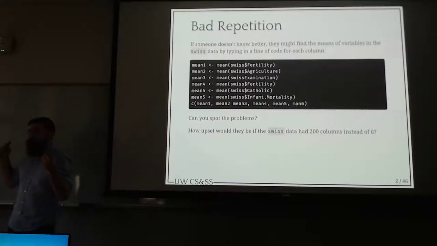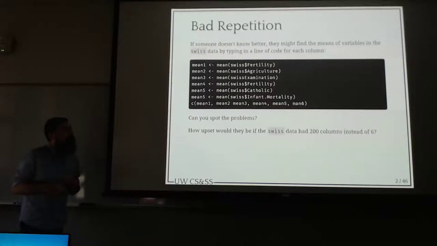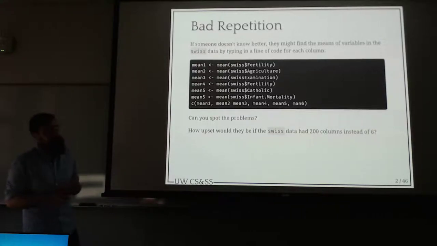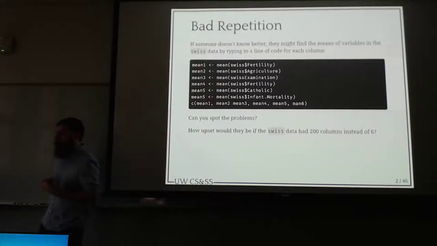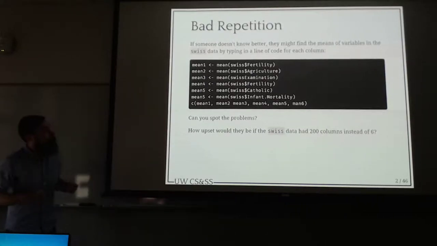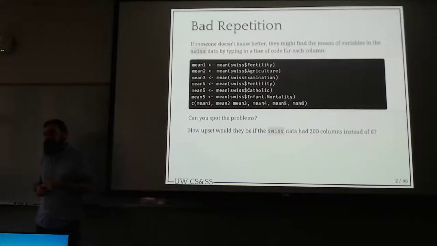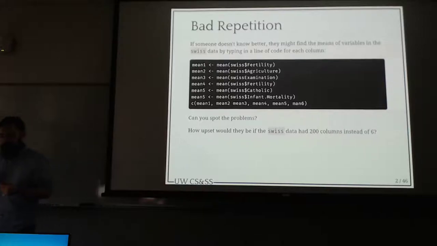Basically, you know, if somebody doesn't know any better and they wanted to get the mean, say, of every variable in the Swiss data set, if we remember the Swiss data set we used way back in the first week of class, if they wanted to get a mean for every variable in here, they might do it something like this. Get mean 1, 2, 3, 4, 5, 6, and just run mean on every single one of them. Okay? When you look at this, can you spot all the problems up here? What typos do you see up here?